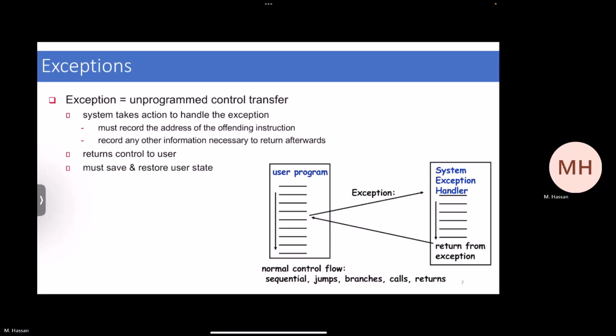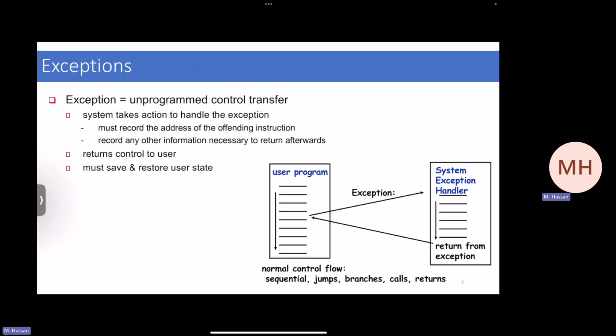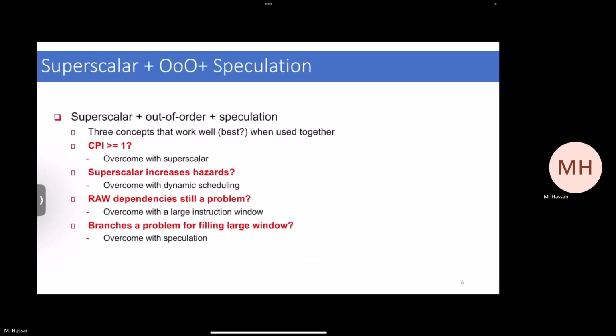Good. So now there is one big problem with all of this. It seems like a utopia that we're able to achieve the ideal IPC, but in reality that's never the case. And one big problem related to all these topics together is what we call maintaining precise state or exceptions, right? What do we mean by exceptions?